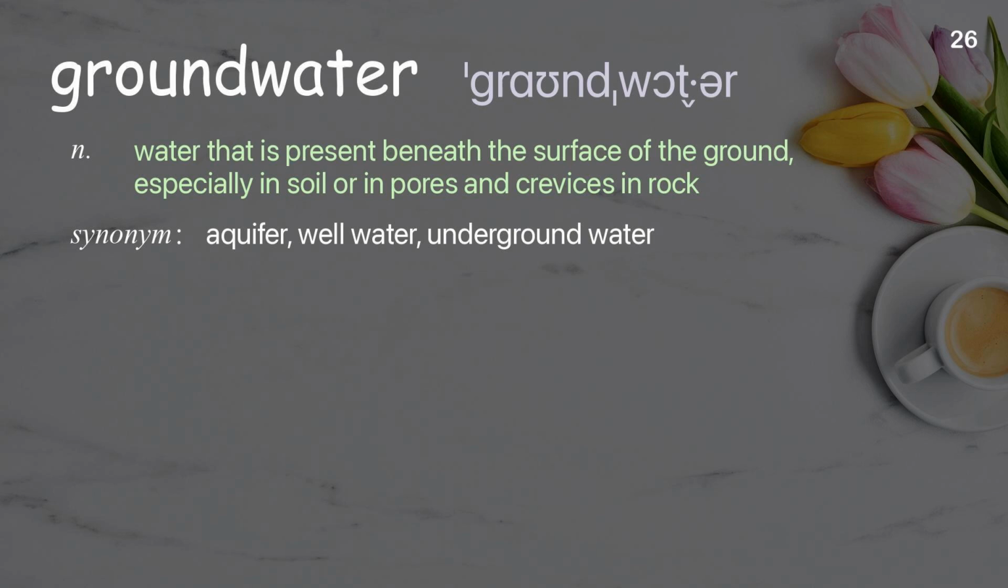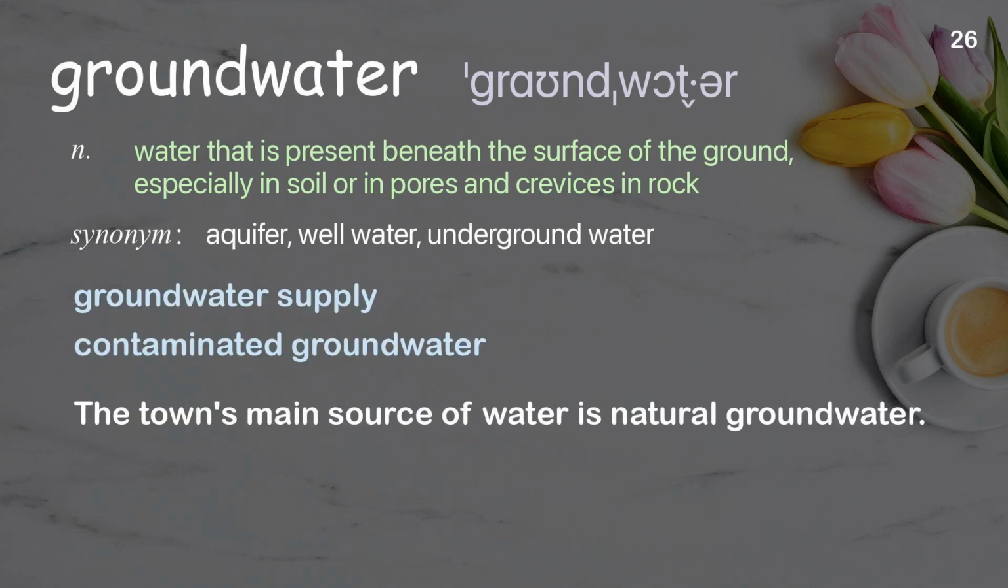Groundwater. Water that is present beneath the surface of the ground, especially in soil or in pores and crevices in rock. Examples. Groundwater supply. Contaminated groundwater. The town's main source of water is natural groundwater.